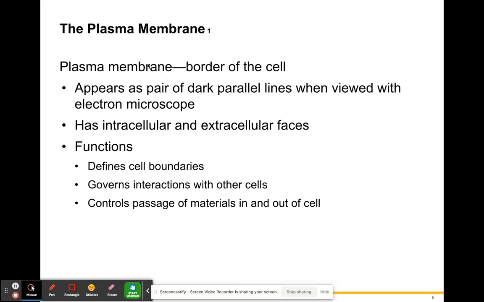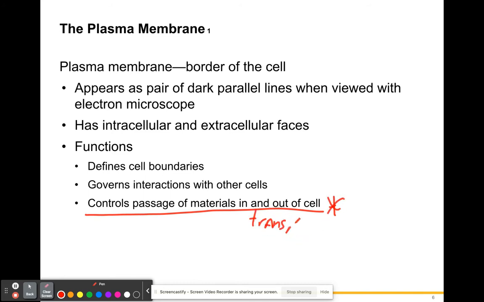Okay. So once again, the plasma membrane borders the cell. It defines the boundaries. It governs interactions with other cells. So if other cells communicate with it, that's where the communication is going to begin. And this is going to be really important. It controls materials that go in and out of the cell. Okay, that's a really important idea with the plasma membrane. And we call that transport. And we're going to talk about that more later in this lecture.